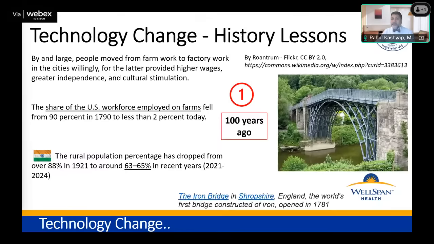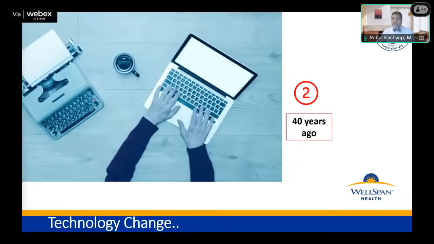This is an example. The first iron bridge was opened in 1781 in England. So this is recent history. Human history is many, many thousands of years, but this is just 100 years old. Now let's look at some recent examples. Raise your hand or just have a smile if you have ever been trained on what you call a typewriter.